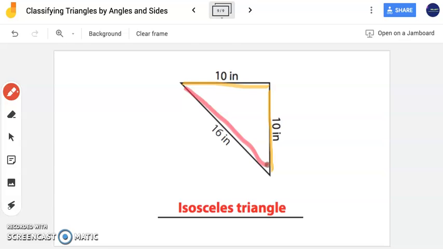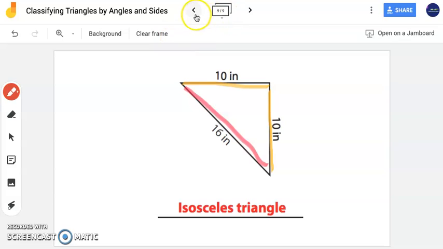Now think about my hint from the previous video. Isosceles triangle, I hear isosceles. How many eyes do we have? We have two eyes, which means an isosceles triangle has two equal side lengths. When you see two side lengths of the exact same measurement, that means you can classify this as an isosceles triangle.